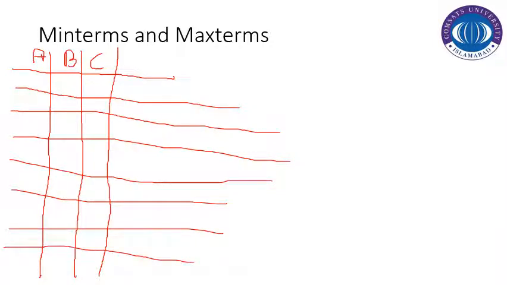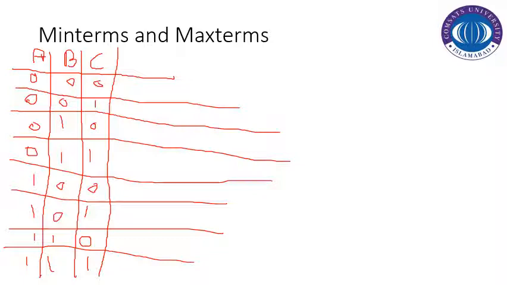So the combinations are 0, 0, 0 for the first combination to represent the binary digit 0, then it's 0, 0, 1, 0, 1, 0, 0, 1, 1, 1, 0, 0, 1, 0, 1, 1, 1, 0, and the last combination is 1, 1, and 1.